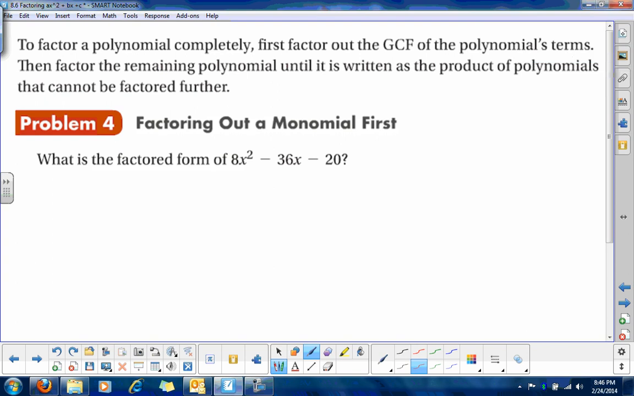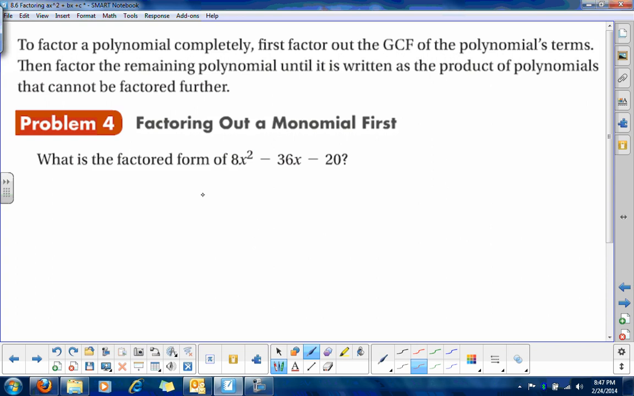Alright, in problem 4, we're factoring out a monomial first. It says here to factor out a polynomial completely, first factor out the greatest common factor of the polynomial's terms, then factor the remaining polynomial until it is written as the product of polynomials that cannot be factored any further. Okay, so first you're going to factor out a monomial, and then you're going to use your AC method.